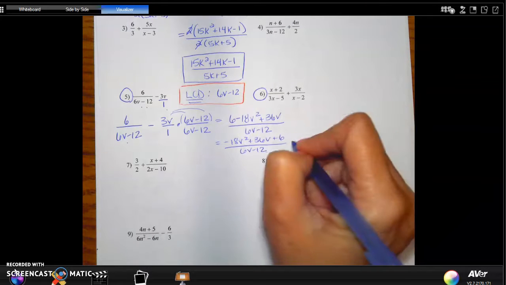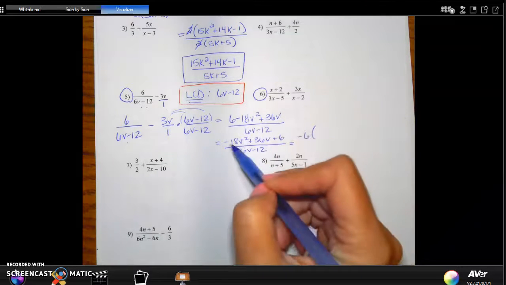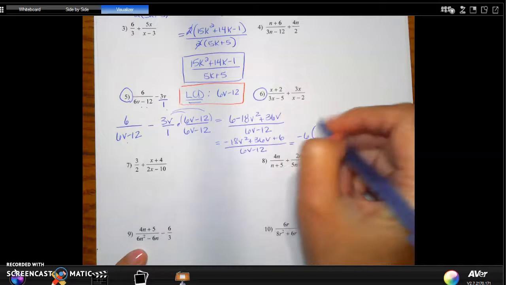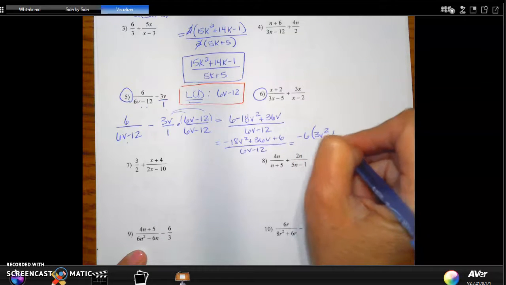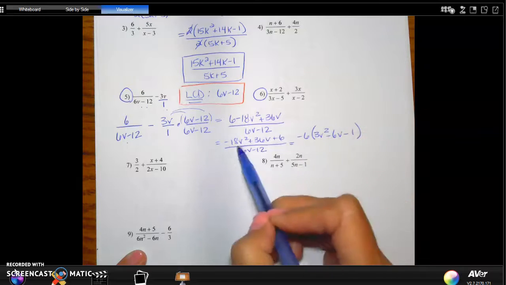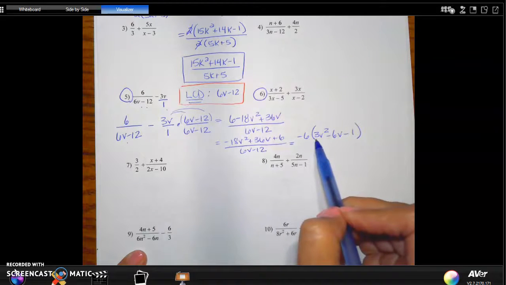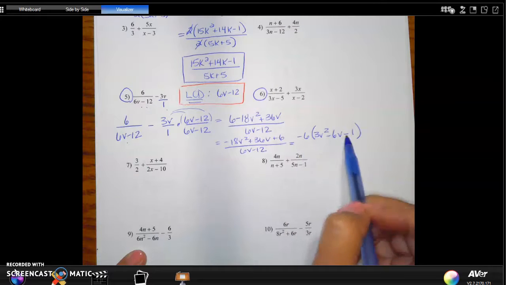And as we keep going here, we can pull a negative 6 out of everything. I'm going to pull a negative out just so we don't have a negative lead here. So this will be 3v squared minus 6v minus 1. When we multiply that back, let's just check it. Negative 18v squared plus 36v plus 6.